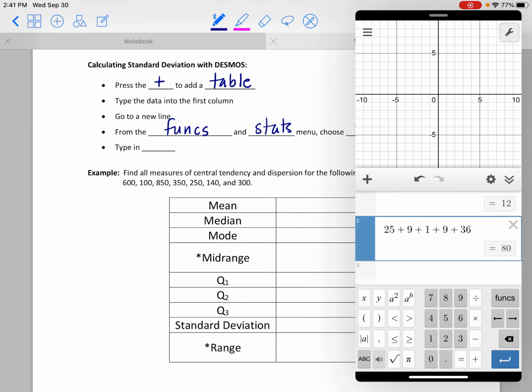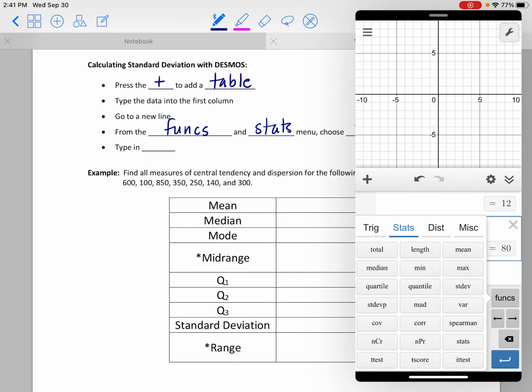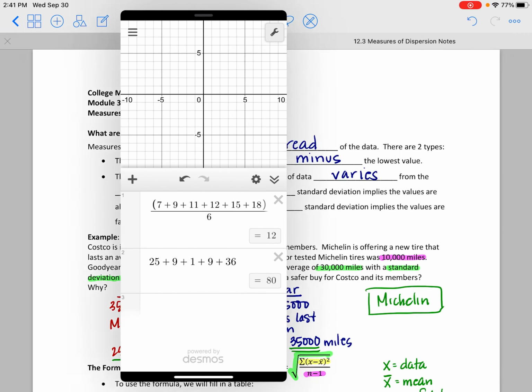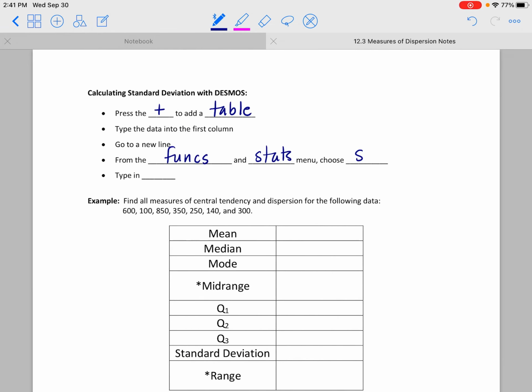Let me see how it abbreviates here. I don't remember. Standard deviation. So it's, go away, calculator. STDEV. That's our abbreviation for standard deviation. And then you want to tell it to find the standard deviation of list 1, which is going to be labeled X1. And then it's going to make the calculation for you.